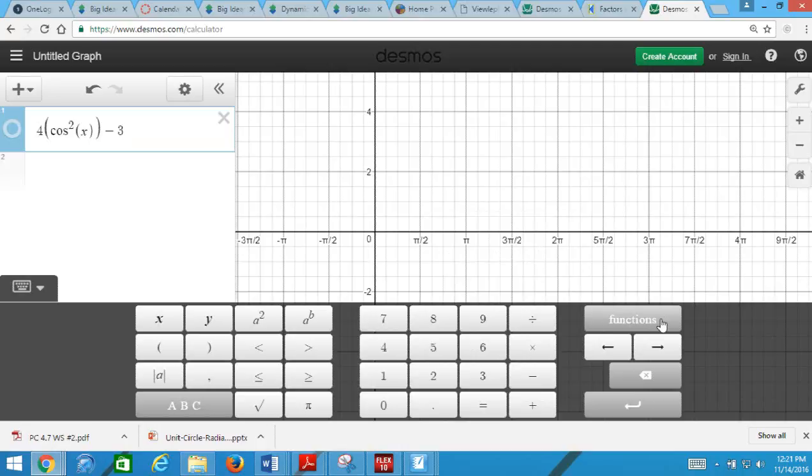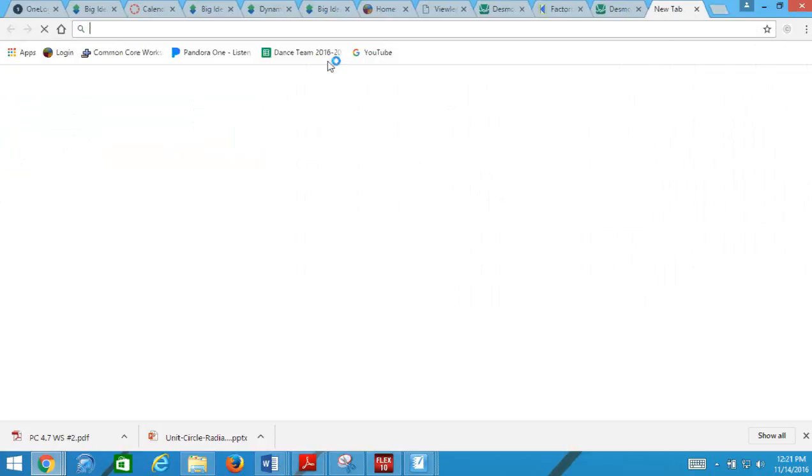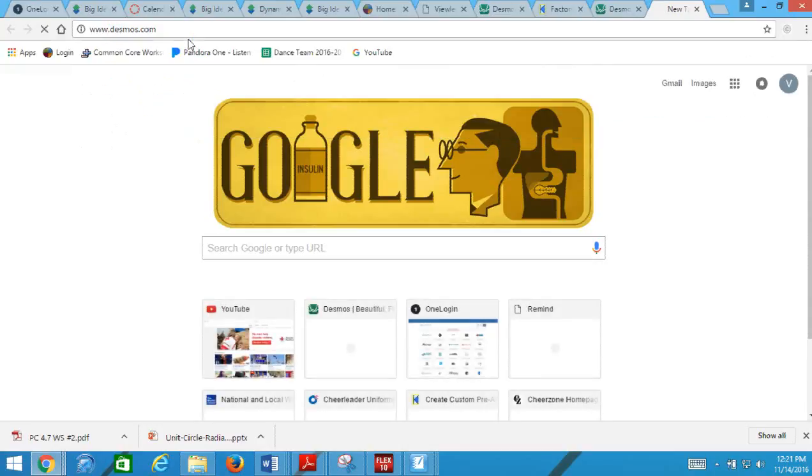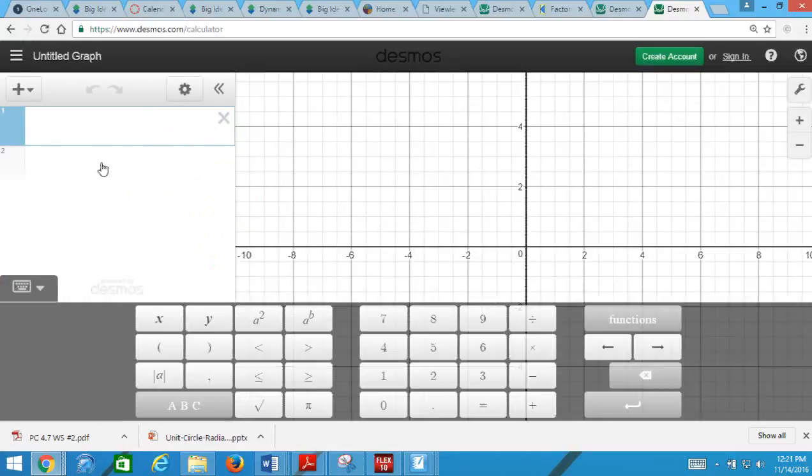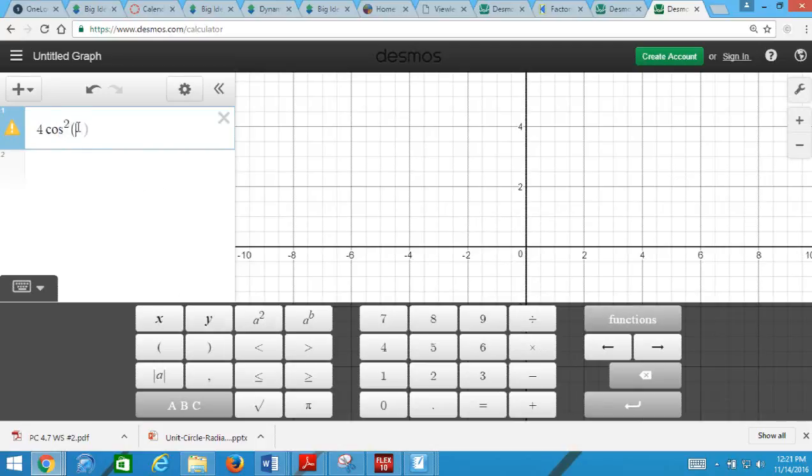So go ahead and type in that equation we were just working on. I have the graph there, but I'm going to start it over. What's the first number? 4. Thank you. 4, and then it was cosine. And then you can put that squared in there. Minus 3.